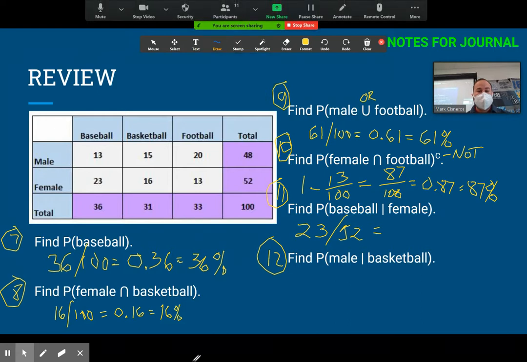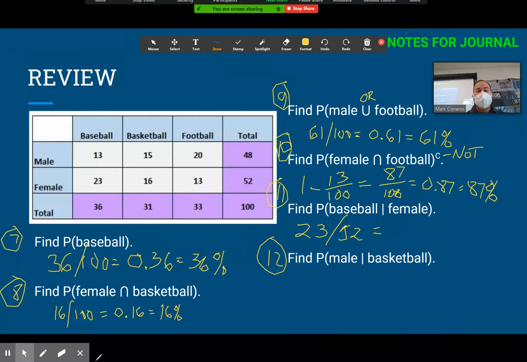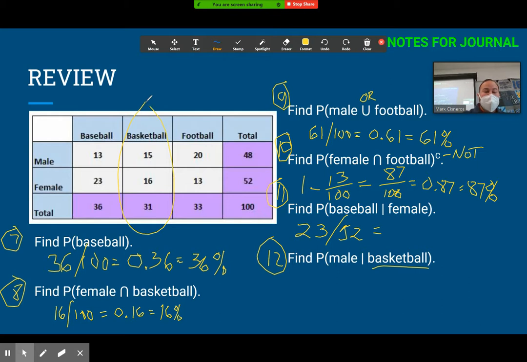That's 48, the total males, yeah. But is that what you're supposed to be looking for? Claudia says no. What's the condition on number 12? Being male or liking basketball? Liking basketball. It's always the second one. So I'm just looking at basketball for number 12. Out of those people that like basketball, how many are male?